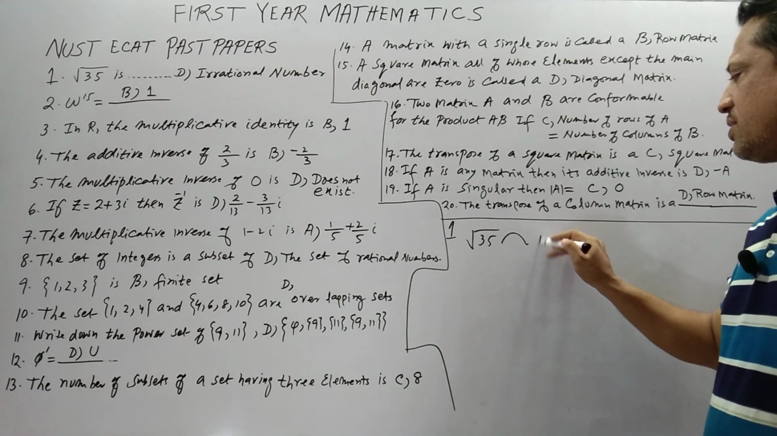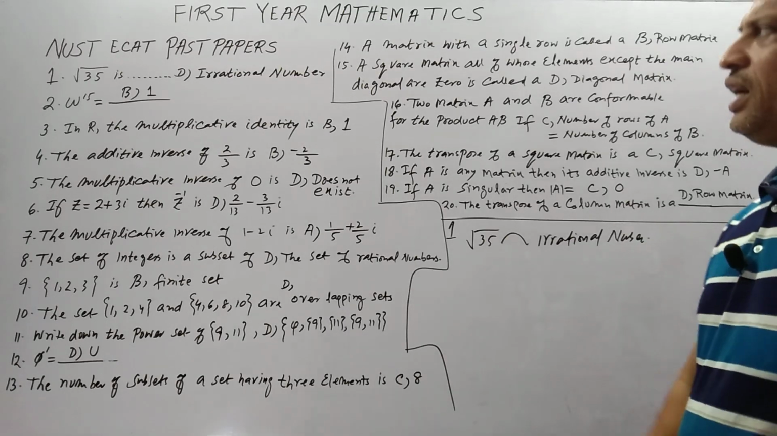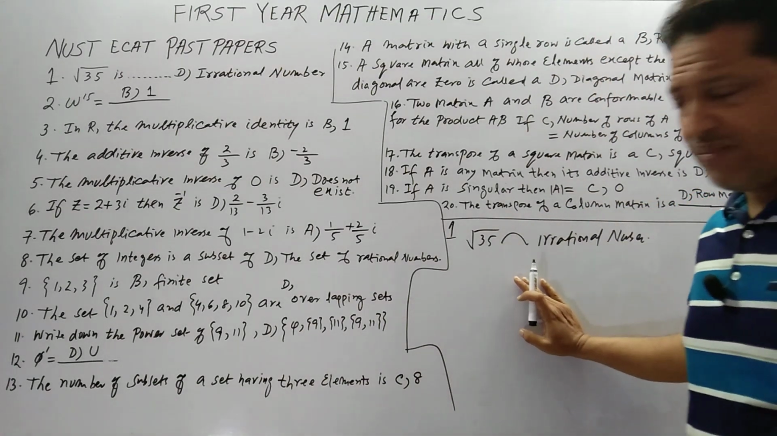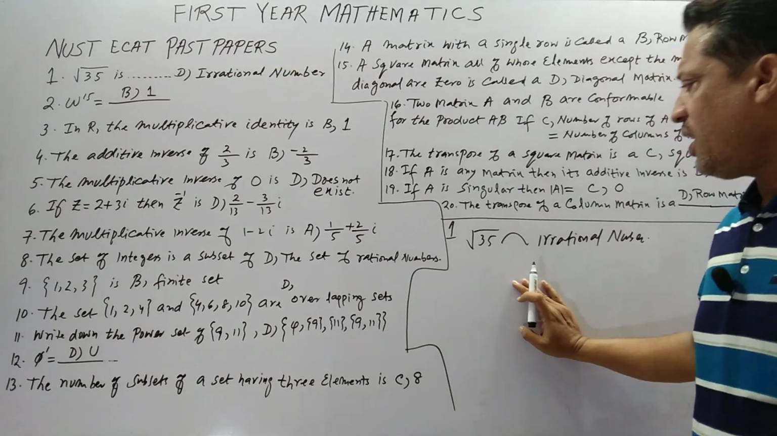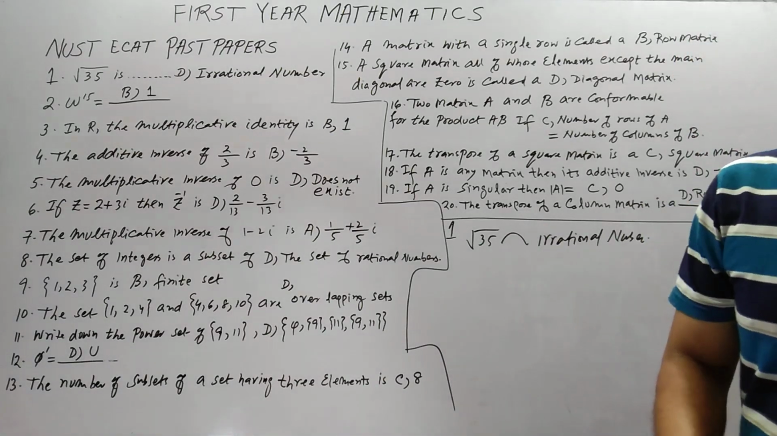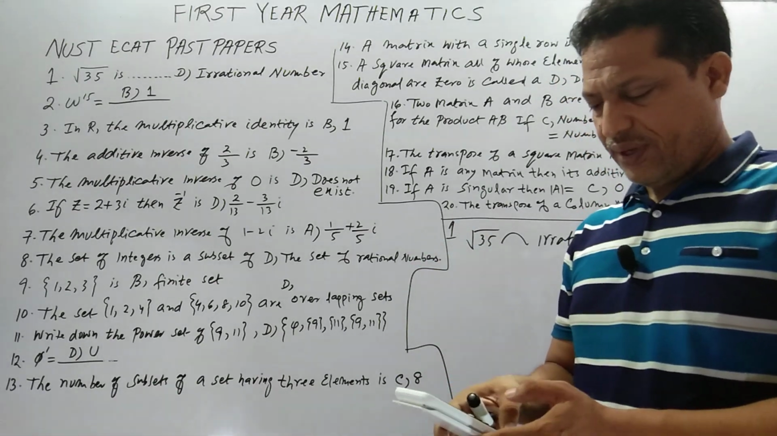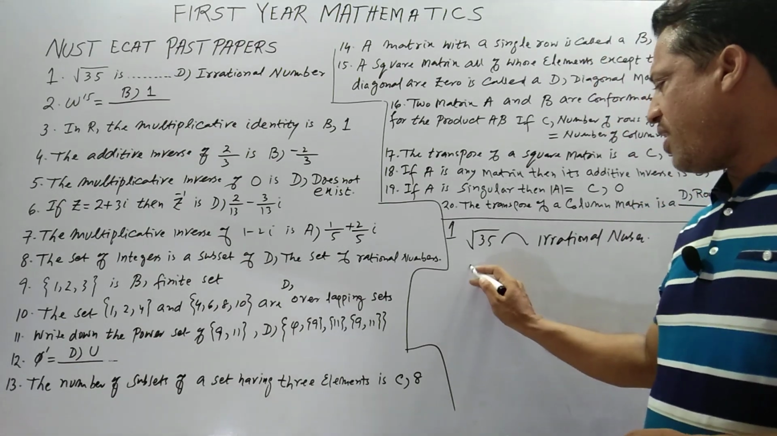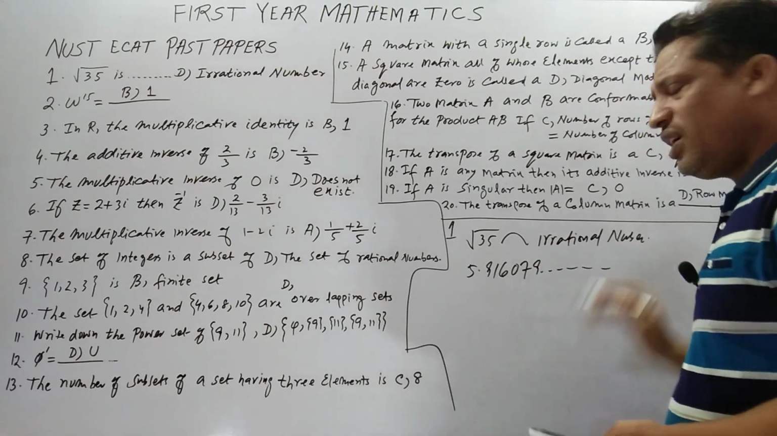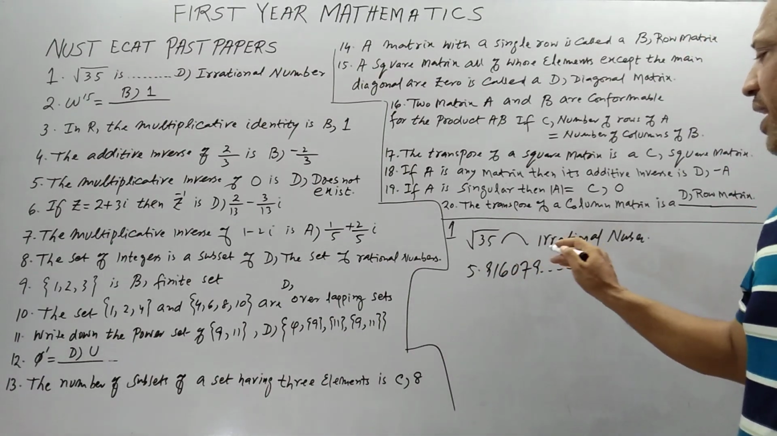Students, root 35 is an irrational number. Correct option is D, irrational number. Why? Because by definition, irrational numbers cannot terminate at any point. For example, if I find root 35, actually calculator is not allowed, but I am just showing the property of irrational numbers. The answer is 5.916079 and so on, not repeating and not ending at any point. So these numbers are called irrational numbers.